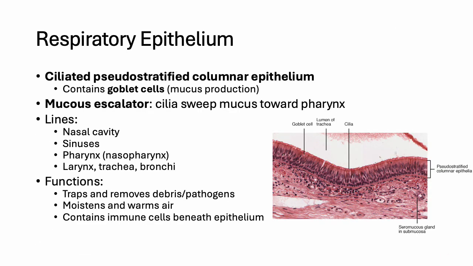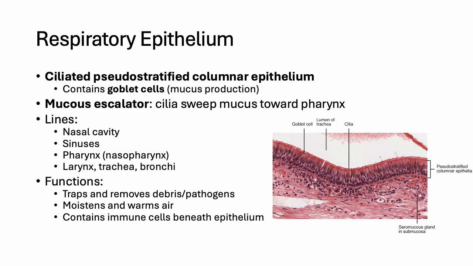The respiratory epithelium is the specialized lining that plays a central role in airway defenses and conditioning. You'll find it throughout much of the conducting zones, including the nasal cavity, paranasal sinuses, nasopharynx, larynx, trachea, and bronchi. It's made up of ciliated pseudostratified columnar epithelium, which appears layered due to the varied positions of the nuclei, but is actually a single layer of cells.